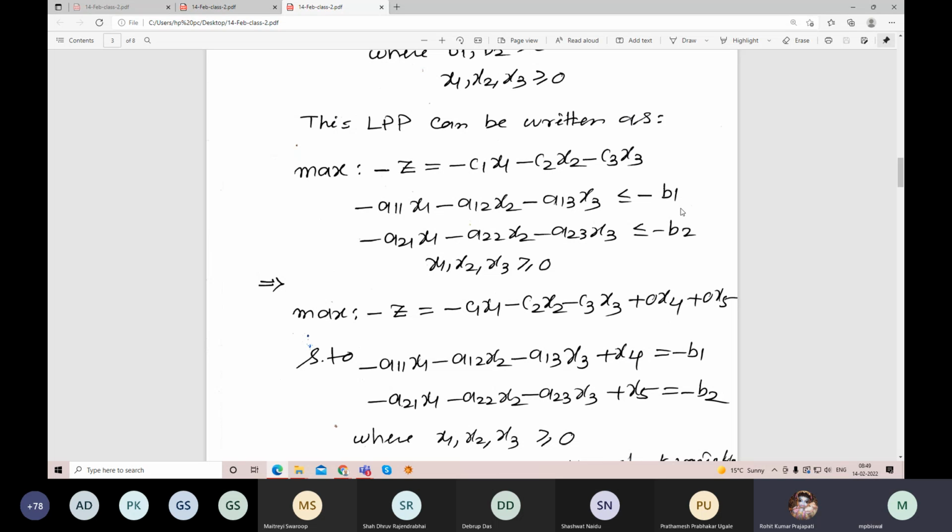For the primal simplex, the right hand side has to be positive. For the dual simplex, the right hand side has to be negative. Okay, what is the reason? I will tell you.